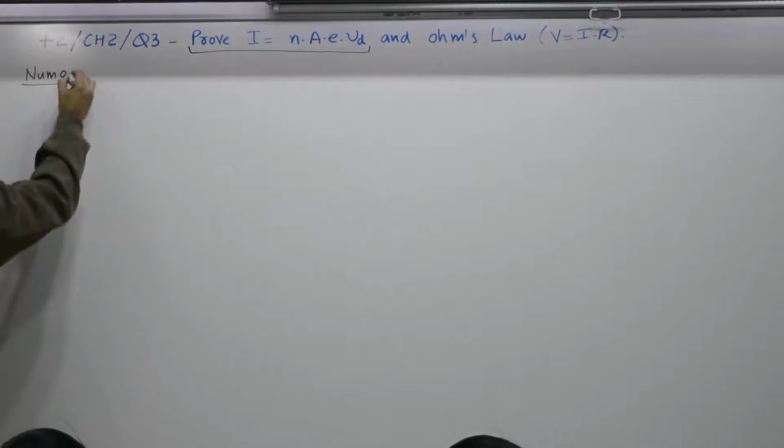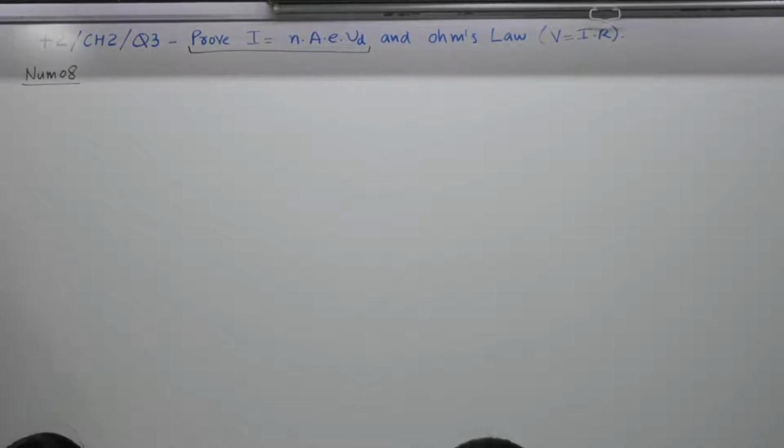Numerical number 8. A uniform wire of length L and radius R has a resistance 100 ohm. It is recast into a thin wire. Part 1, length 2L. Part 2, that is second, radius half. Calculate the resistance of the new wire in each case.